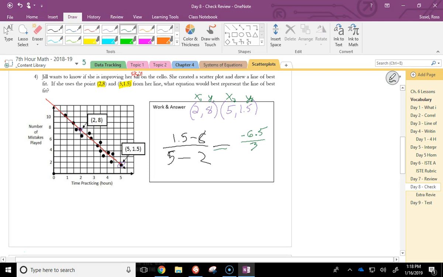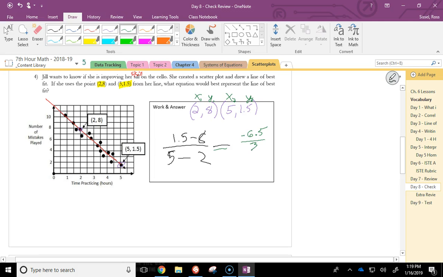Now, I had a couple people come up to me yesterday and say, I got a negative 6.5. Is that possible? Is it okay to say my slope is negative 6.5 over 3? It is okay. Why? What is my correlation on my graph right now? Negative. So if I have a negative correlation and a negative slope, I have to write it with a negative. Okay? After I do my slope, what do I have to find next?